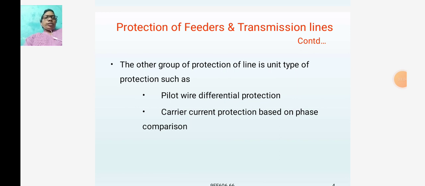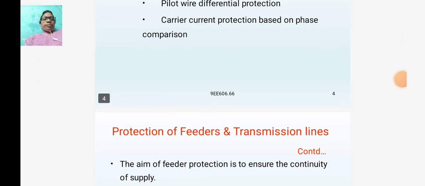The other group of protection of lines is unit type protection, such as pilot wire differential protection and carrier current protection based on phase comparison.